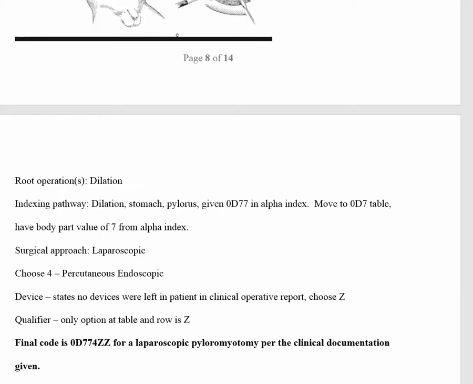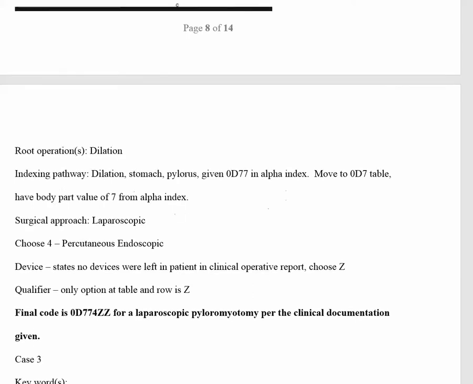There were no devices left in the patient because obviously the patient's already got an issue with that area of their body. They don't want to put anything in there. They may use a device for the surgery, but nothing is left inside the patient at the end of the surgery in terms of that pylorus area. We choose Z. The only option for a qualifier value at that row, at that table, is also Z. Our final code for a laparoscopic pyloromyotomy is 0D774ZZ.